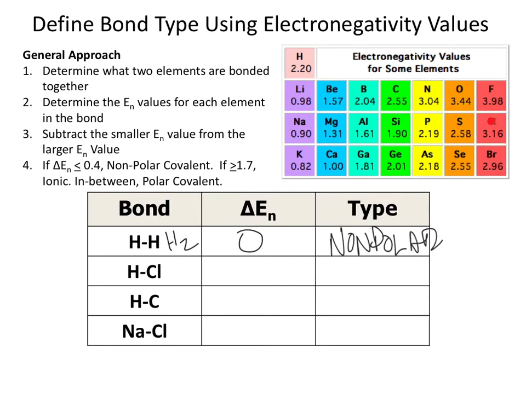Next one is chlorine and hydrogen. So chlorine here, we have 3.16, so let's write that right here, 3.16, and then we're going to subtract from that 2.2. Look on the chart here, 2.2, and that's going to be equal to 0.94. And therefore, that, by definition, is going to be polar covalent.